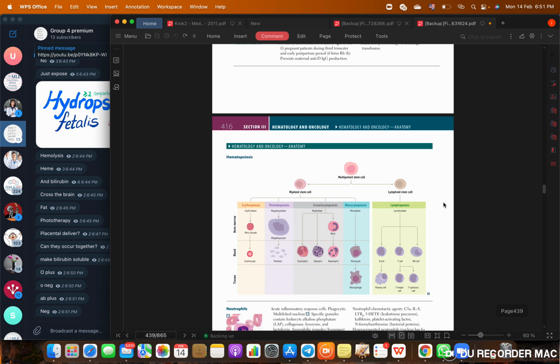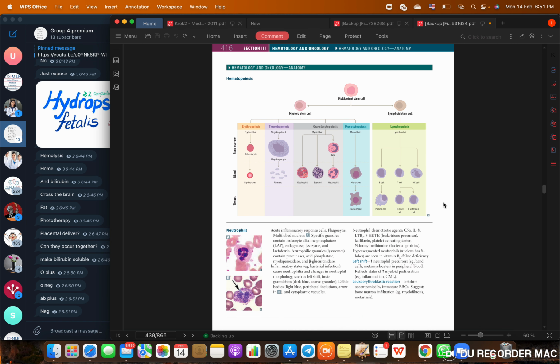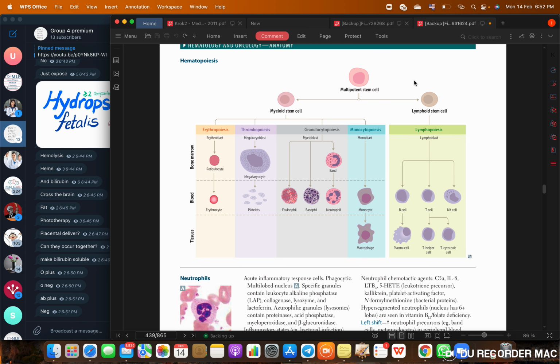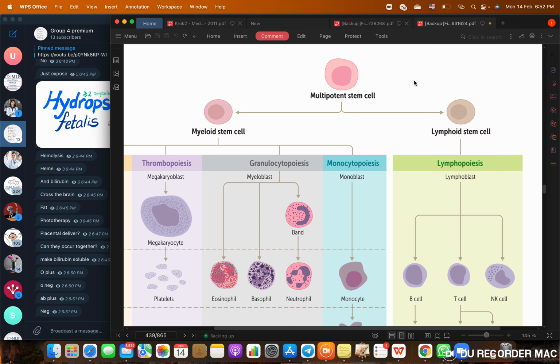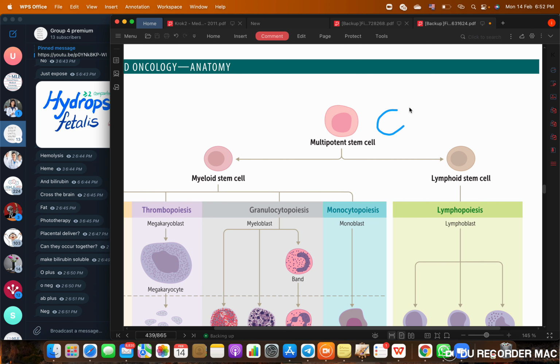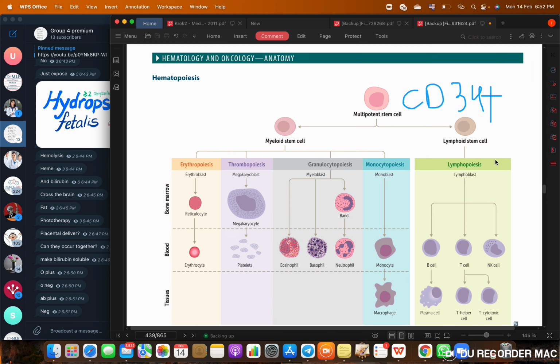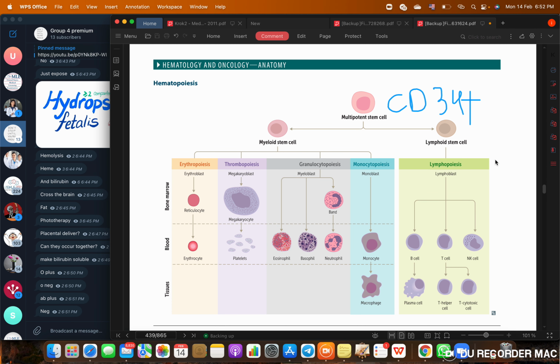Okay, good. So let's take a look at the anatomy and the hematopoiesis here. All of our blood cells come from the same cells. They're called the multipotent stem cells, also known as the CD34 positive cells. From these CD34 positive multipotent stem cells, we can have two directions coming out of it: the lymphoid stem cells and the myeloid stem cells.